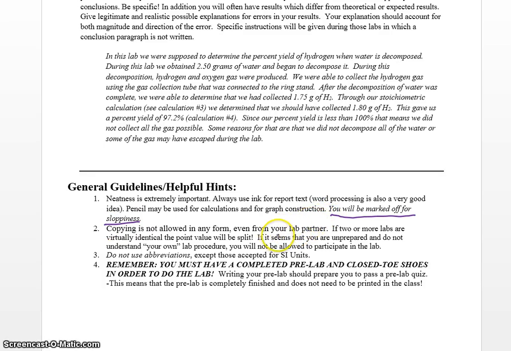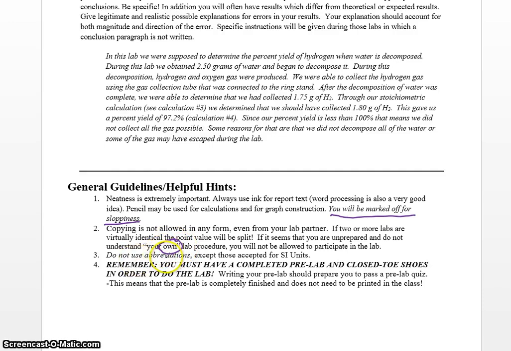Do not copy your lab partner's or someone else's lab reports. If they are done and they are exactly the same, we will be happy to split the points between you. So we understand that you do your work together sometimes, but do not make your reports identical or you will be marked off for that. You must be writing your own lab procedure.